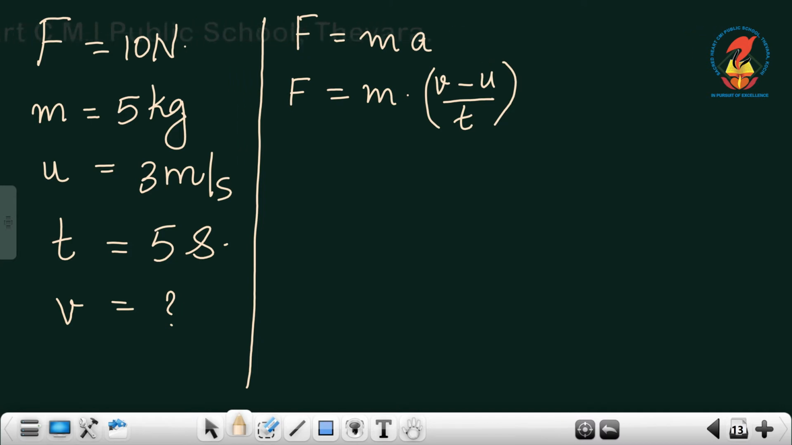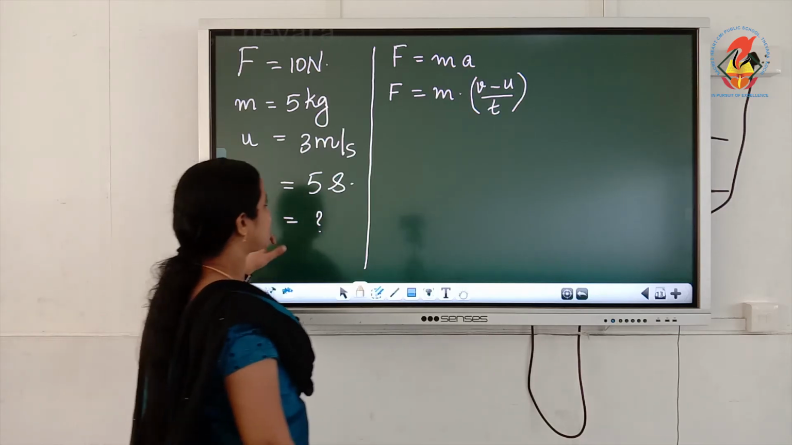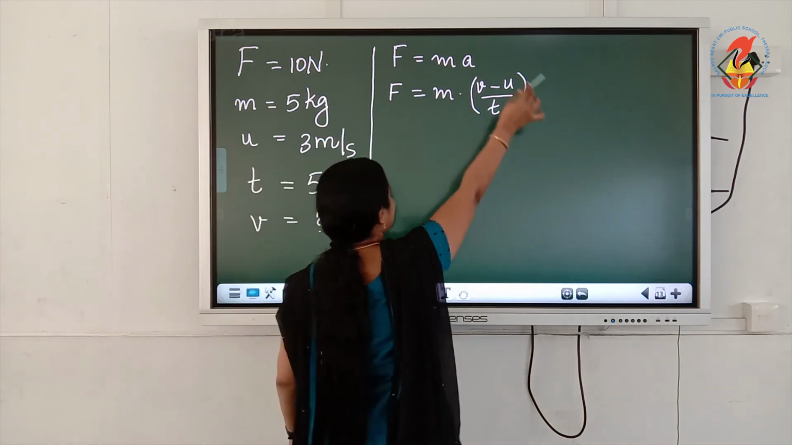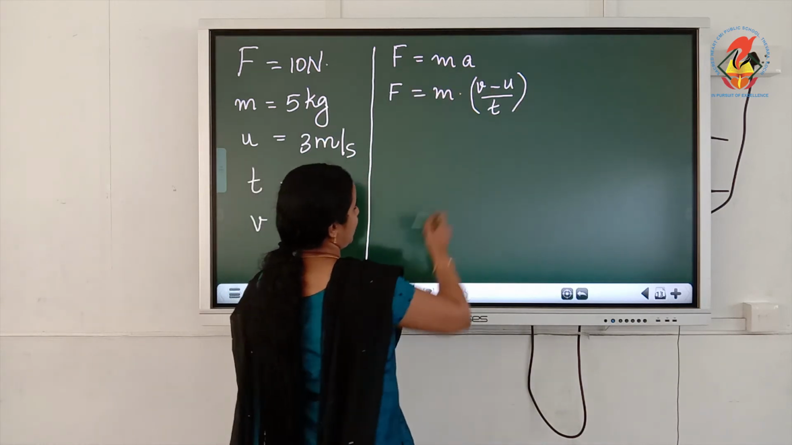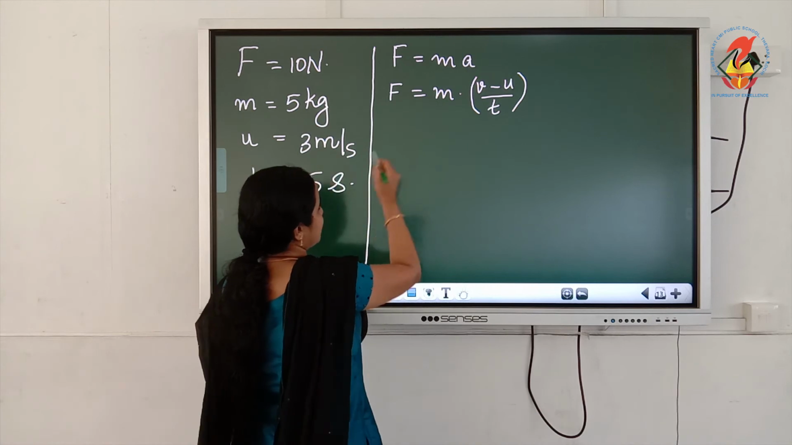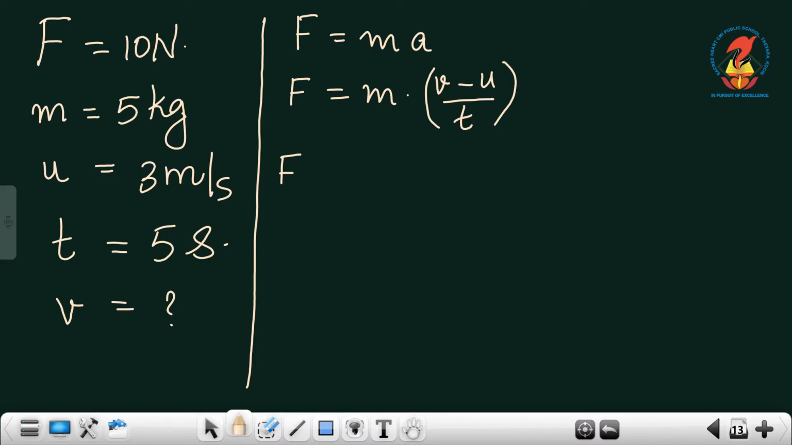Here in this question we need to find final velocity v. So let us make some rearrangement in this equation. Just take this t to the other side. So already we have an F here. When we take t to the other side, it becomes into t. Here it was divided by t. When it goes to the other side of the equation, it becomes into t.